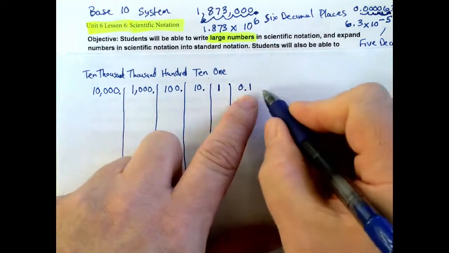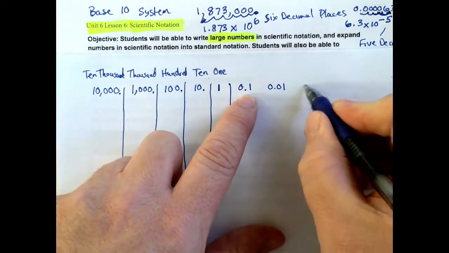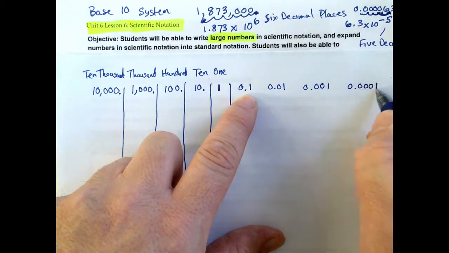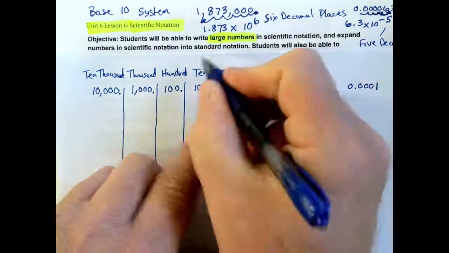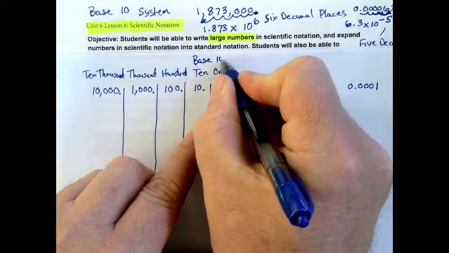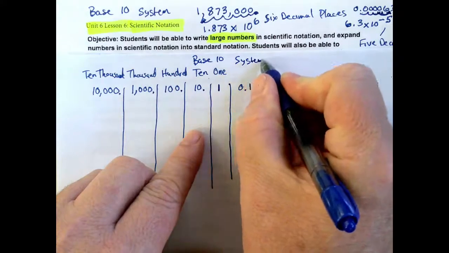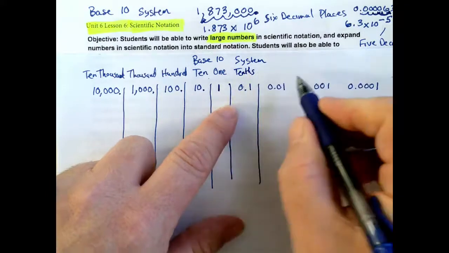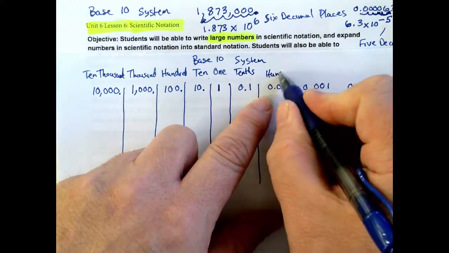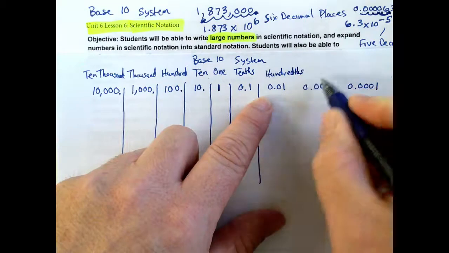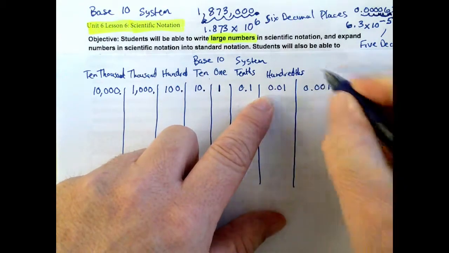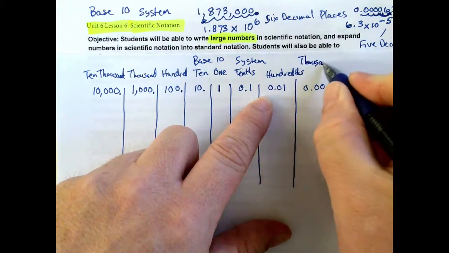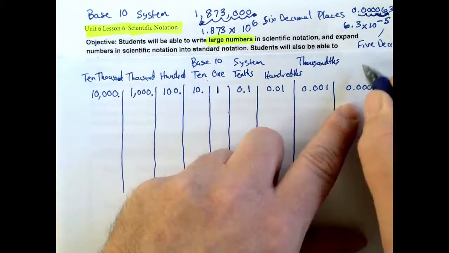And then you go to 0.1, 0.01, 0.001, 0.0001. So this is what we call our base 10 system. We have 1, and we have tenths, and then hundredths, and then thousandths, and then ten-thousandths.